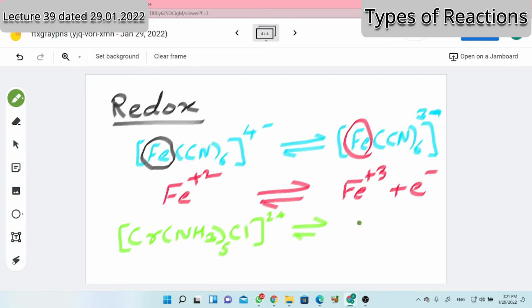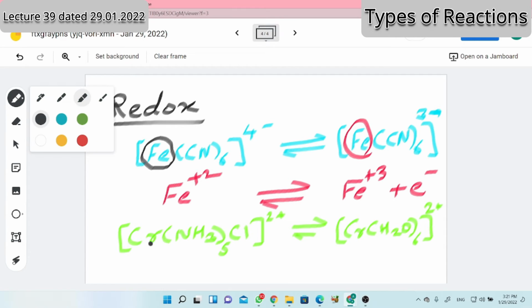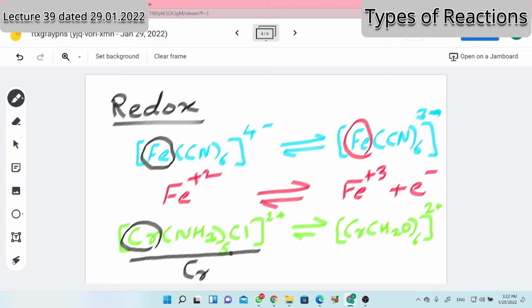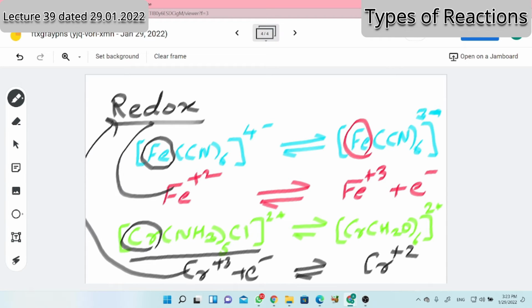It gets converted to, I need your help now. Which metal ion is present in the first complex? Plus 3. Yes, plus 3. And on the right side, which metal ion is present? Chromium plus 2. Right. So Cr plus 3 will accept one electron to produce Cr plus 2. There is a loss or gain of electron, which means it is a redox reaction. So such reactions are possible.